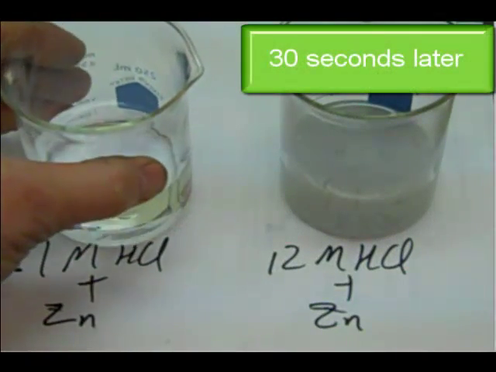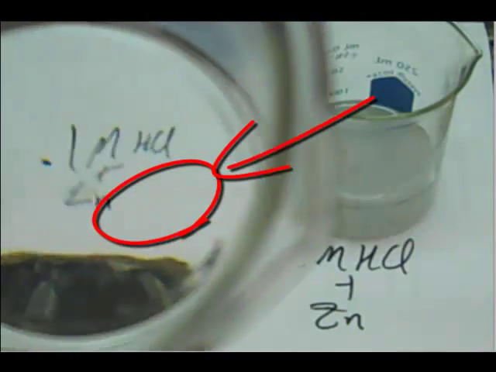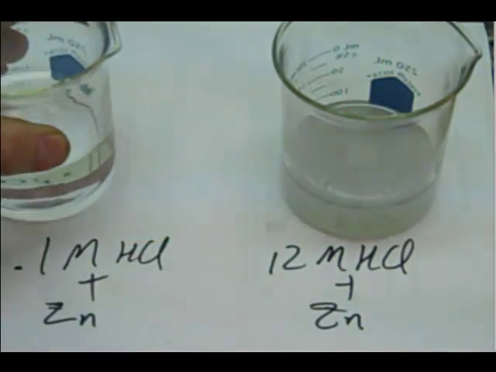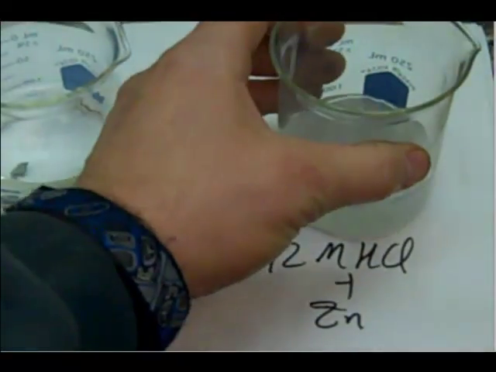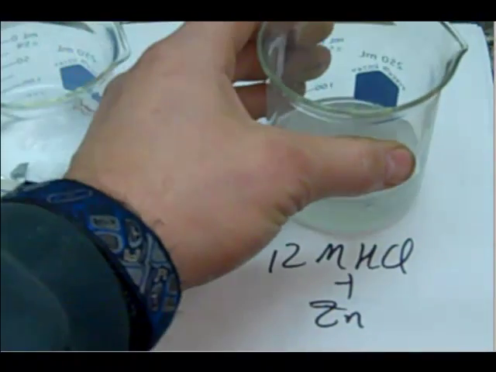If I take a closer look, looking in the 0.1 molar hydrochloric acid, I can still see that the zinc piece is completely intact. When I look in the 12 molar beaker, there's no zinc left, just a little dirt that was probably stuck to the zinc. It's completely reacted, much more quickly.